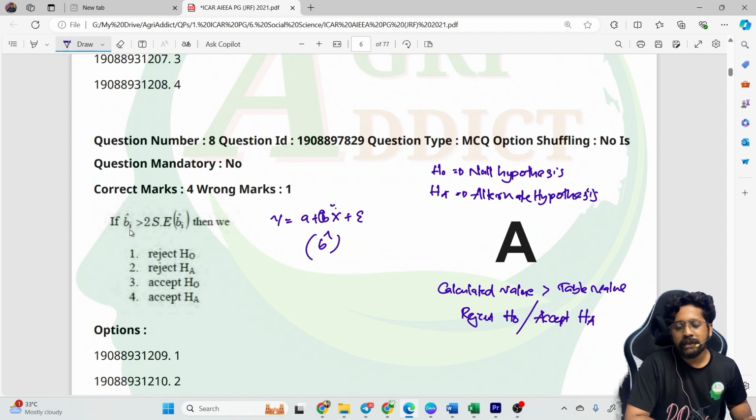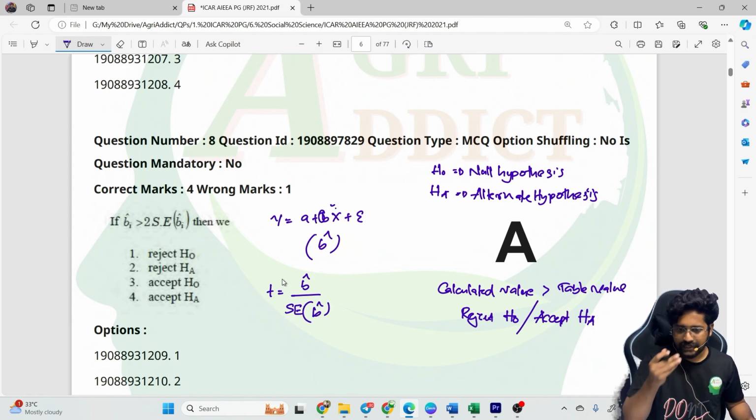So when the beta hat value is greater than 2 times the standard error of beta hat value, then what we should do, that is what they are asking. So here the easiest thing that we can do is to perform the t statistics analysis, and the t statistics will be equal to beta hat value divided by standard error of beta hat value. This is the value for the t statistics, right?